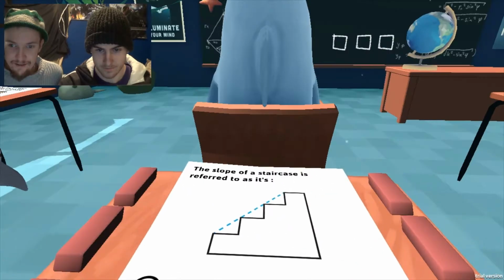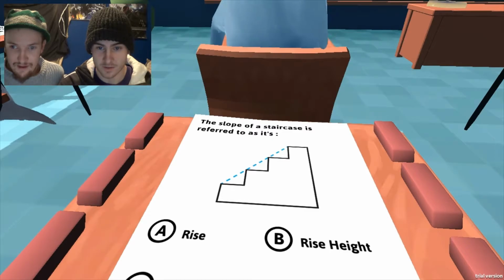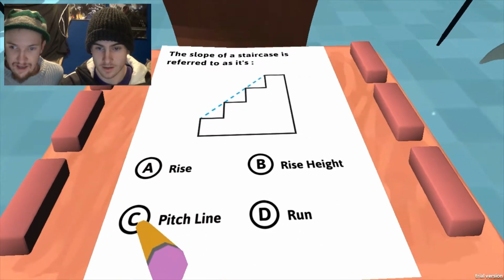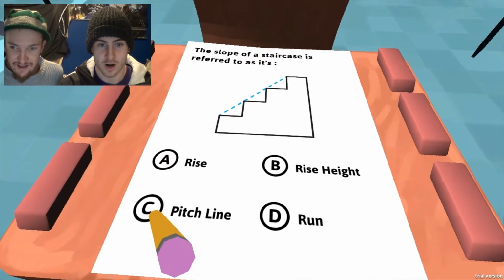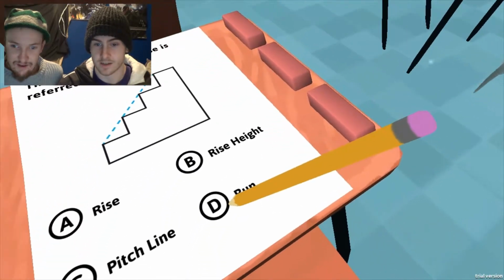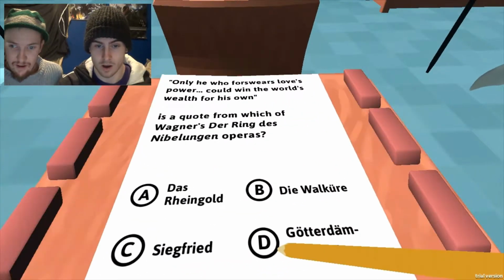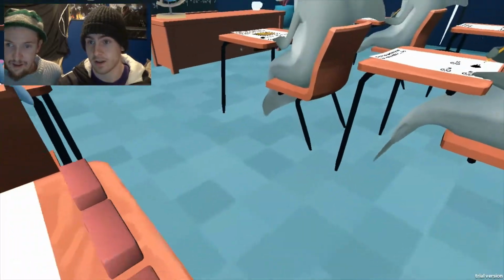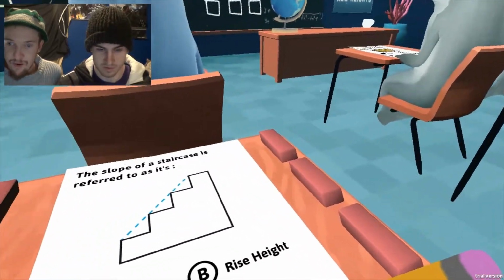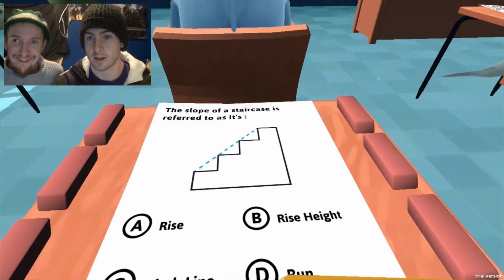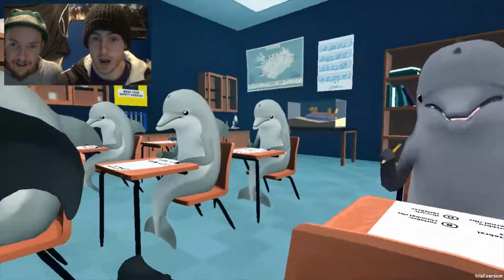Oh, God. The slope of a staircase is referred to as its... Oh, that's easy! A rise! Are you sure? No. It looks like... Oh, God. A run. Oh, God, no! Lean over. Oh, awkward. Throw an eraser at that one. Throw it! Look around!